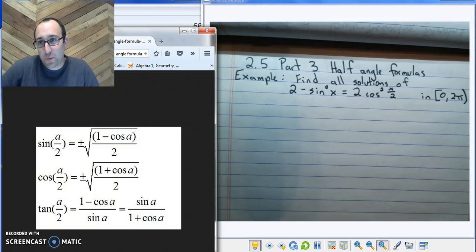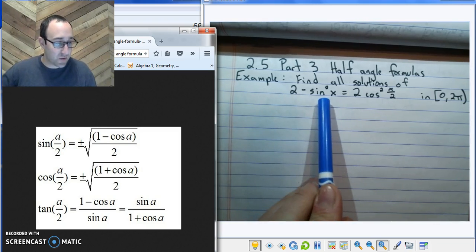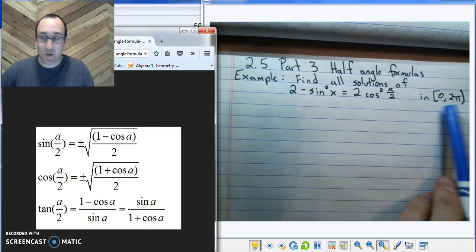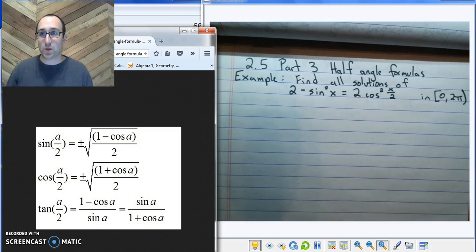Alright everyone, welcome to 2.5 part 3, the half angles formula. And it says find all solutions to 2 minus sine squared x equals 2 cosine squared x over 2 on the interval from 0 to 2 pi, including 0 but not 2 pi.